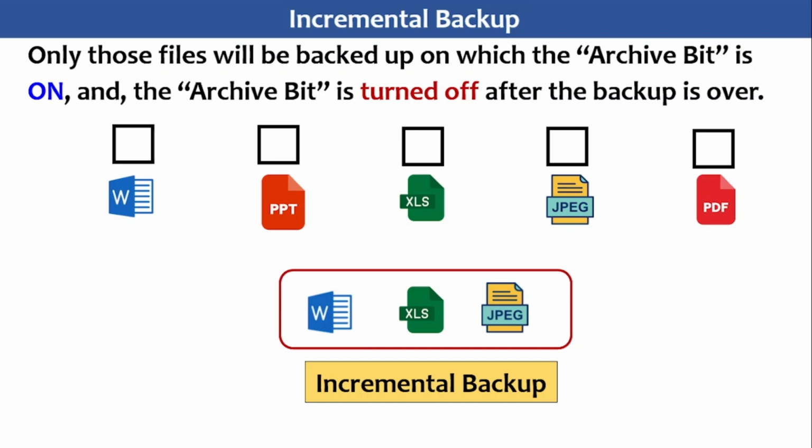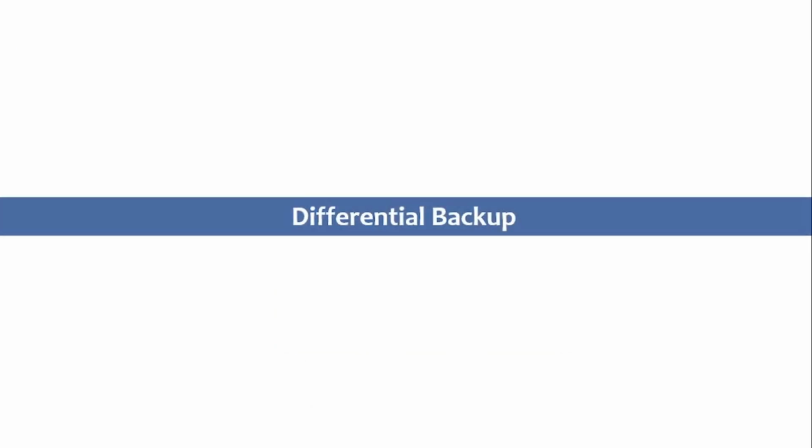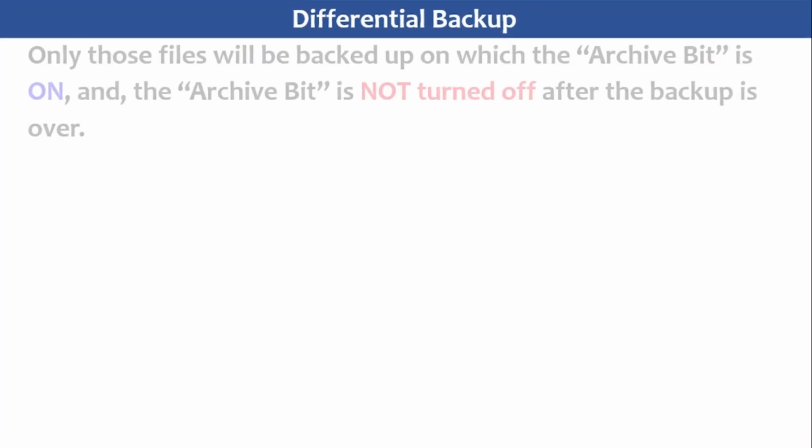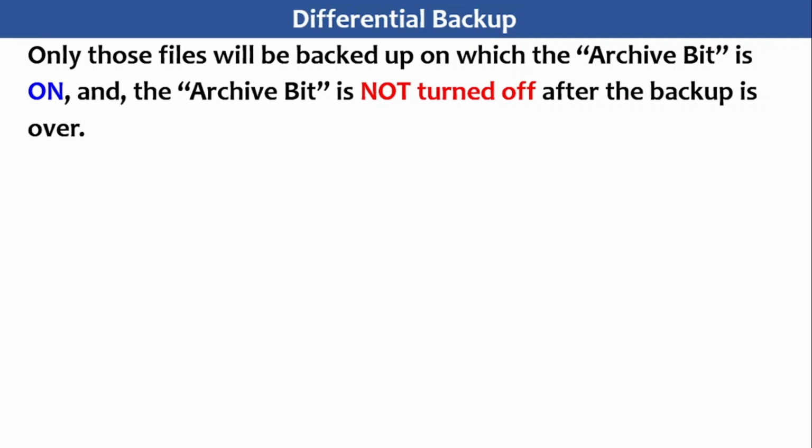So let's move on to the third type of backup, and that is differential backup. Again, only those files will be backed up on which the archive bit is on, and the archive bit is not turned off after the backup is over. In incremental backup, the archive bit will be turned off after the backup is over. But in differential backup, the archive bit will not be turned off after the backup is over. It makes a huge difference while performing a restore. We'll look at the example at the end of the presentation today.